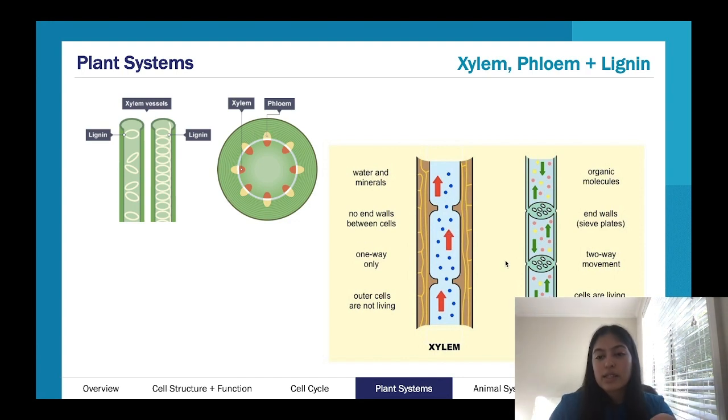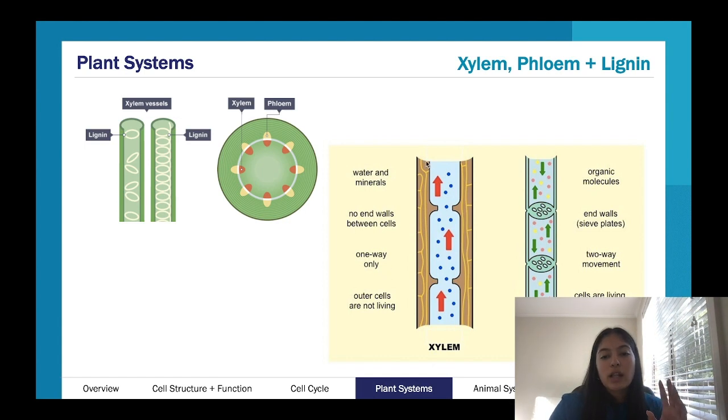Here are some differences. So xylem is one-way movement, so thinking of water and minerals drawing upwards. With phloem, we can see the movement of our organic molecules. So when you see organic molecules, just think sugars, basically. And those can move up and down.